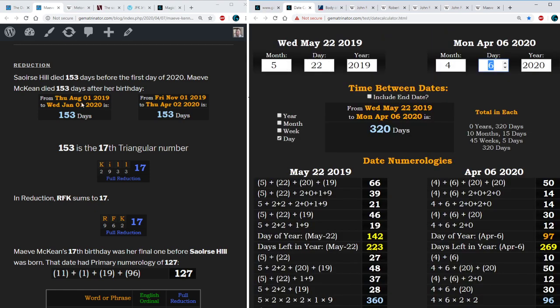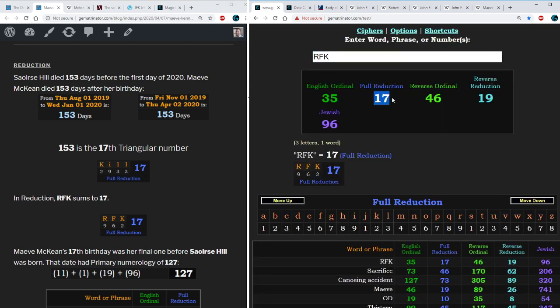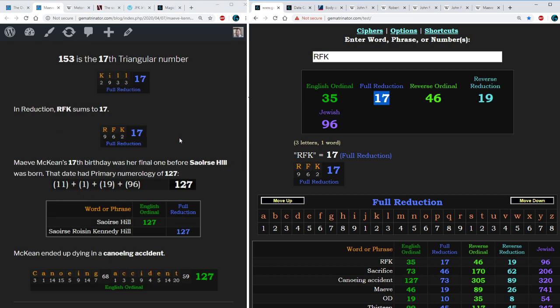So, Maeve McKean died 153 days after her birthday. Saoirse Hill died 153 days before New Year's. 153 is the 17th triangular number. This is a kill number. Kill equals 17. Notice how RFK also equals 17 in reduction.